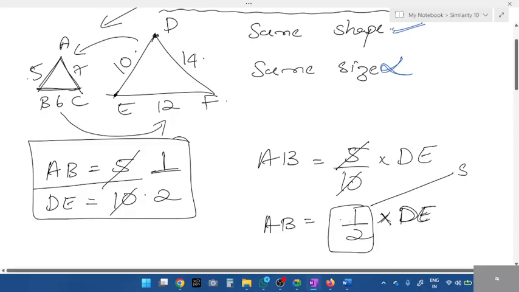Okay. AB is the smaller image. Half is the scaling factor. Scaling factor is nothing but ratio. So take down these words, scaling factor, or K. We basically name it as K. K stands for scaling factor.